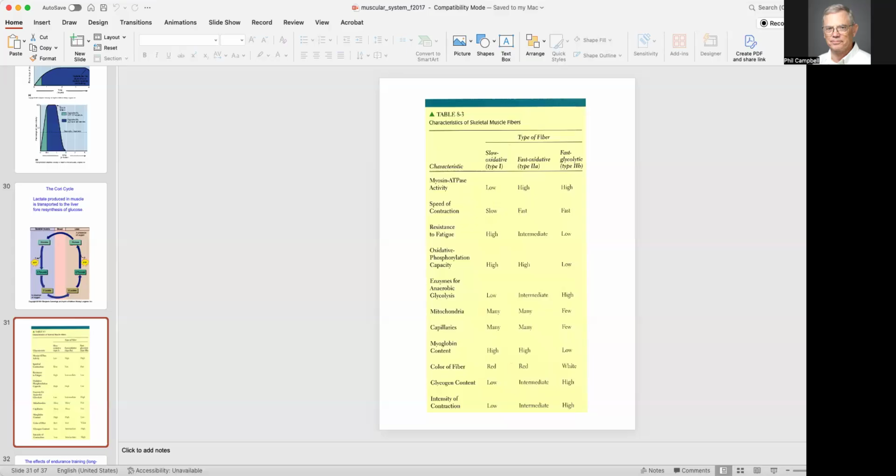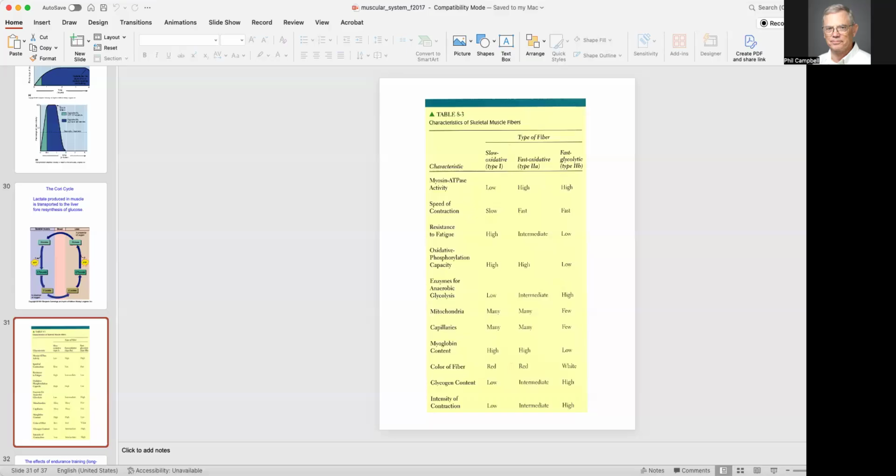Now let's go over here to the fast glycolytic fibers. They're designed for rapid but limited time response. So their myosin ATPase is very high. Their speed of contraction is high because that's what they're designed for, but the resistance to fatigue is very low. Because they rapidly exceed oxidative phosphorylation capacity, their oxidative phosphorylation is low. Anaerobic glycolysis is high because that's their primary source of energy.